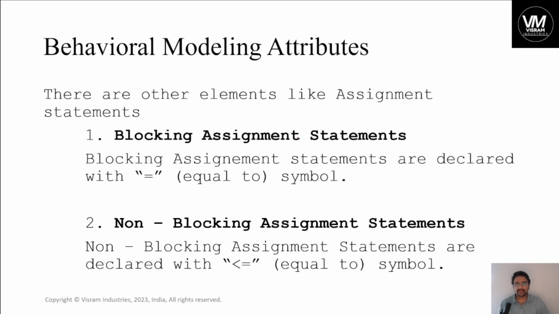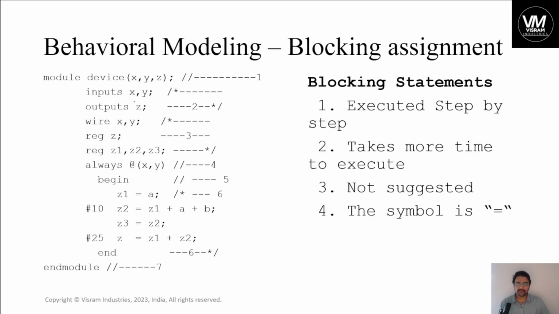Then coming to the other attributes, we have blocking assignment statements and non-blocking assignment statements as well. So what are blocking and non-blocking assignment statements? These are internal to the always block. Blocking is represented with equal to, and non-blocking is represented with the less than or equal to symbol. You can see that with one of the examples.